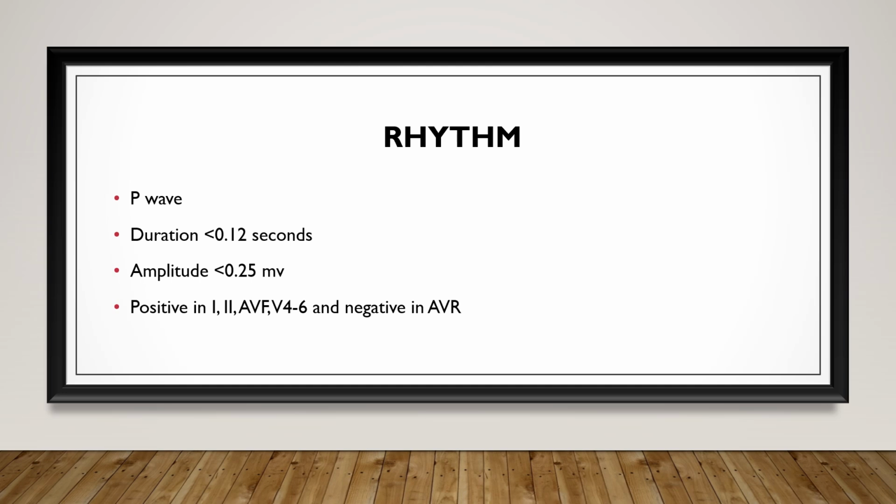We'll start with the rhythm. The first question is, does the patient have a P wave? A normal sinus P wave will be positive in limb leads such as 1, 2, and AVF, as well as leads V4 to V6, and a negative P wave in lead AVR. These are the features of a sinus P wave. It should last less than 0.12 seconds, and the amplitude should be less than 0.25 millivolts.